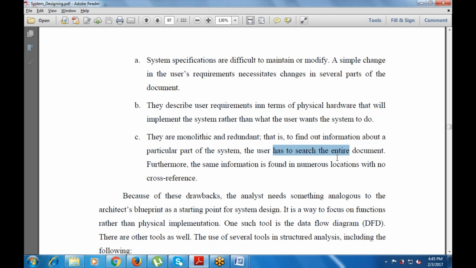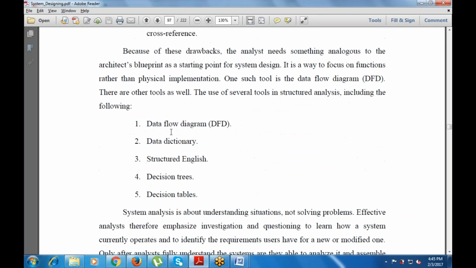And there are other tools as well, and the use of these tools in structured analysis includes the following. One is a DFD, that is a data flow diagram. One is a data dictionary, structured English, decision tree, and the decision table. So these are the tools that are used in structured analysis. One is a DFD, one is a data dictionary, one is structured English, one is a decision tree, one is a decision table.